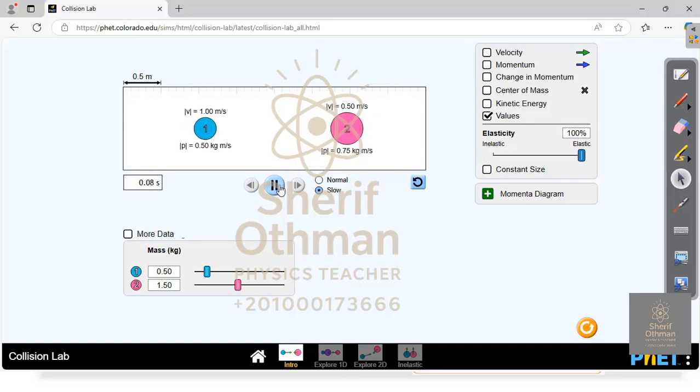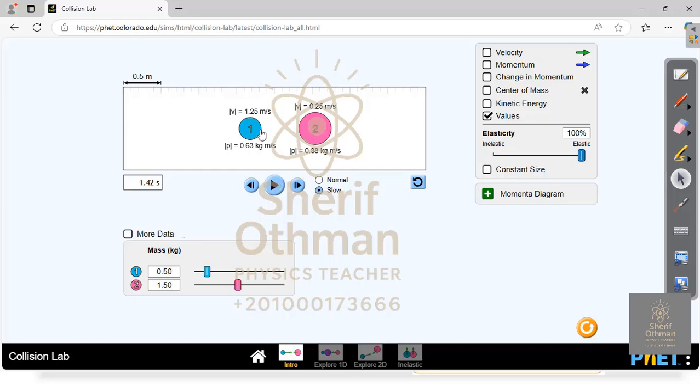Now let's see the collision. The speed of the two objects changed. The first one, its speed changed to 1.25, and the second one, its speed decreased to 0.25, but the total momentum by the end is almost the same. So the momentum is conserved.